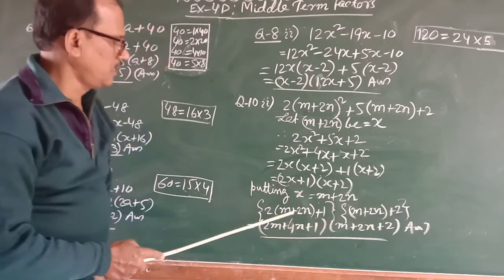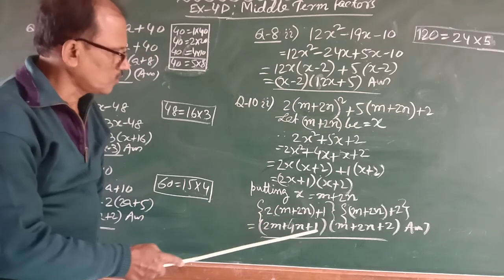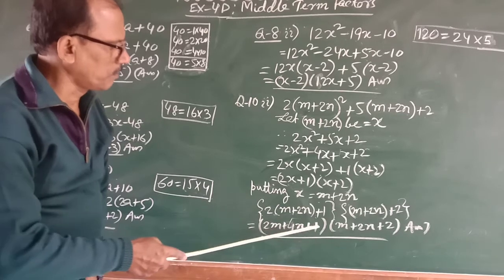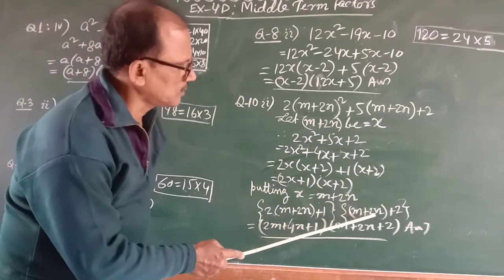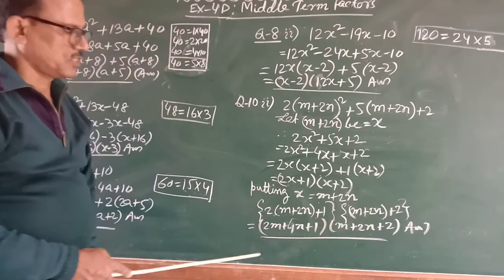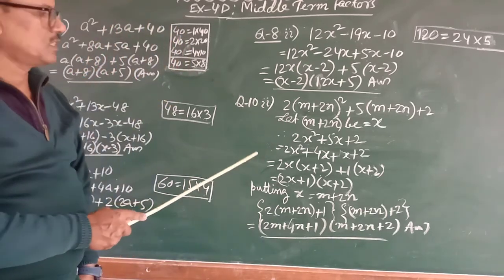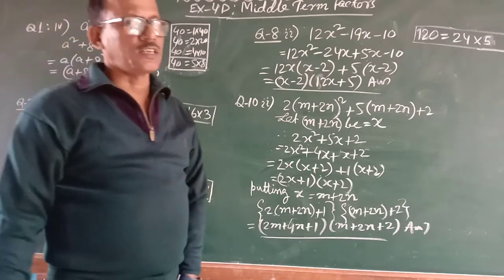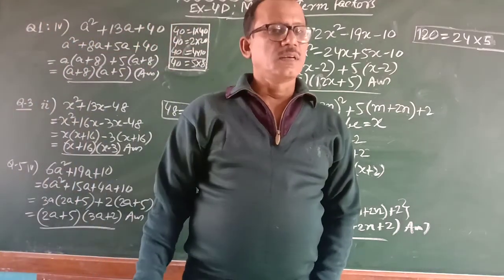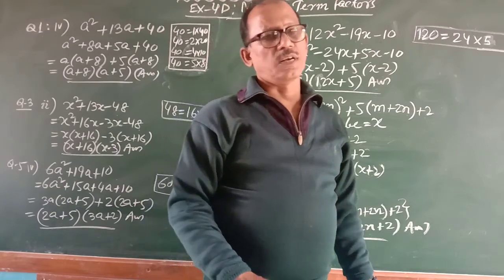Plus 2 will be outside. So if you simplify it, 2m plus 4n plus 1 is separate, and this one if you simplify, m plus 2n plus 2. So that will be the answer. I hope you have understood. Especially practice this type of sum and do middle term factorization. Doubts if any, you talk to me, I will always be available to clarify your doubts.